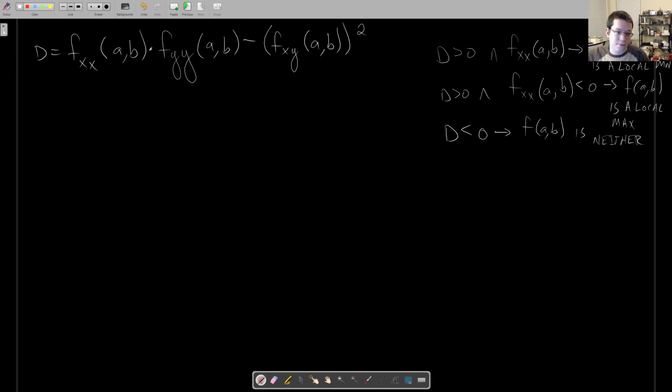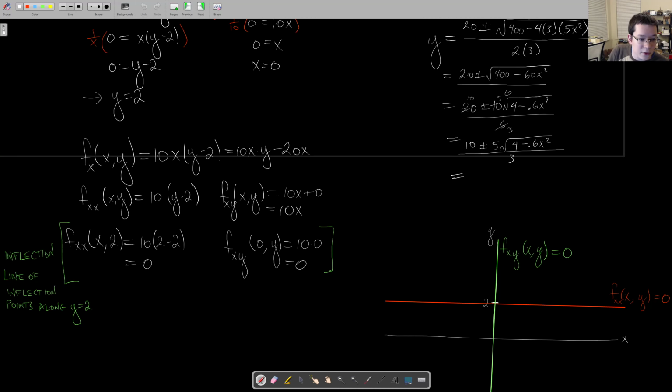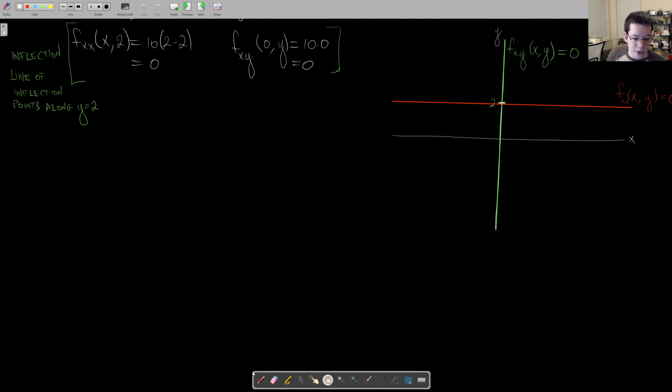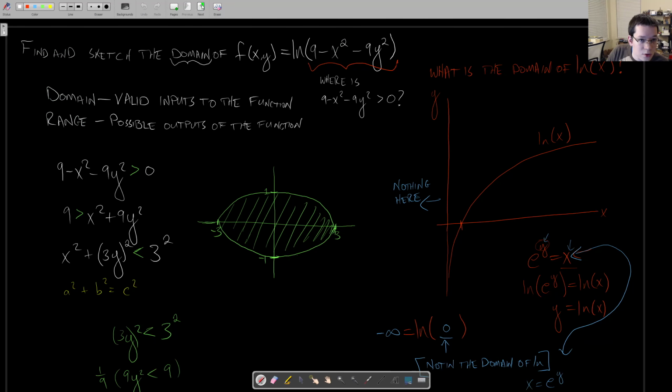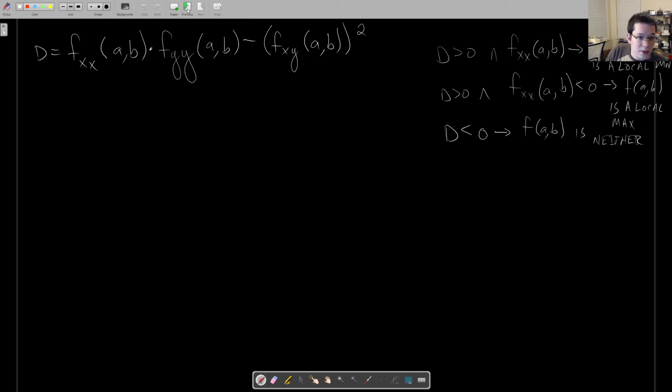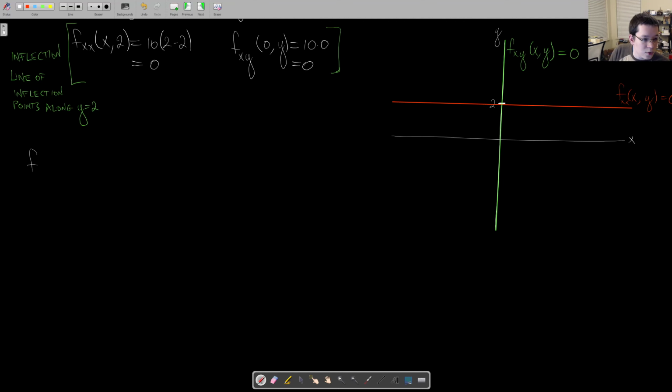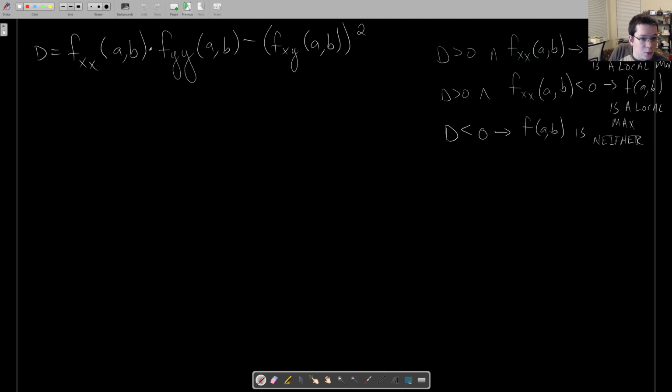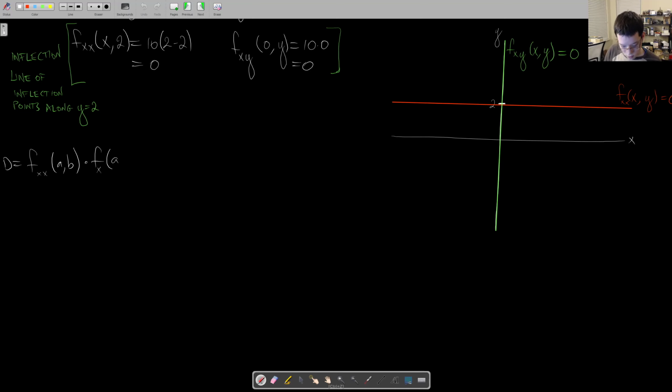Very well, very well. Okay, so if we go back to the previous page and we use that formula, which is f_xx of a, b times f, is that xy or yy? Yy. Erase. Yy of a, b minus f_xy.